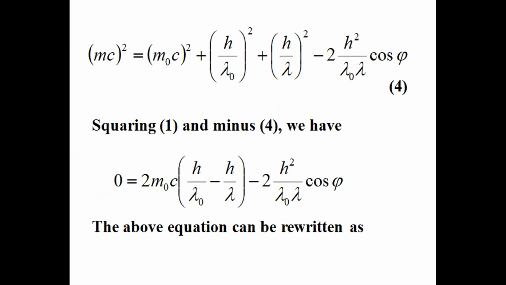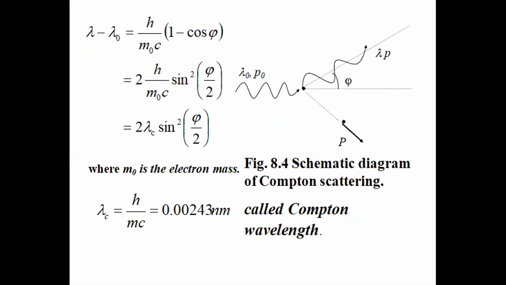Squaring 1 and subtracting equation 4, we will have 0 equals 2 m naught c into h by lambda naught minus h by lambda, minus 2 h square by lambda naught lambda cos phi. The above equation can be rewritten, this is all mathematical simplification, as lambda minus lambda naught equals h by m naught c into 1 minus cos phi.